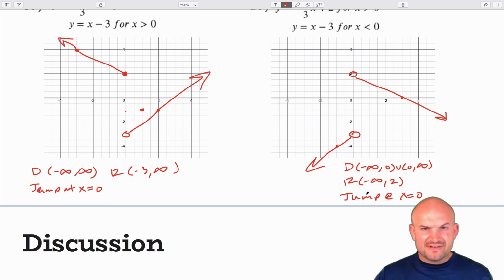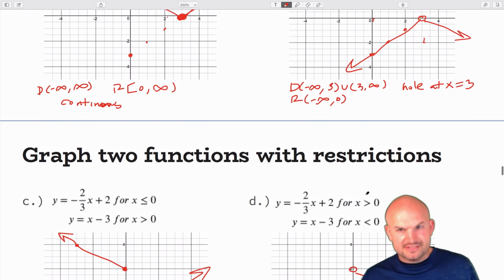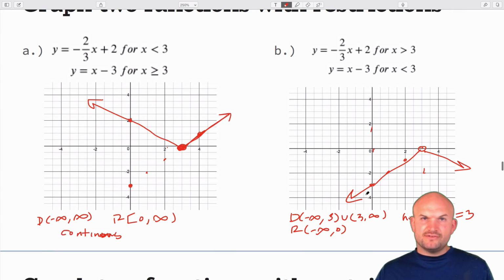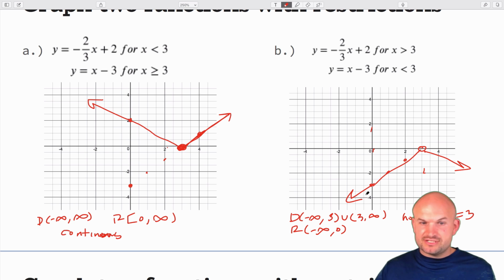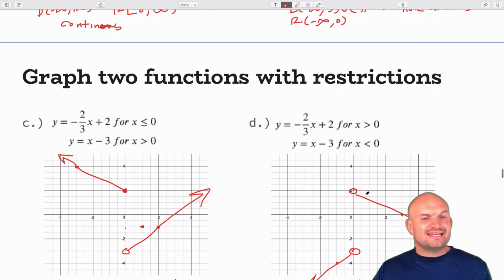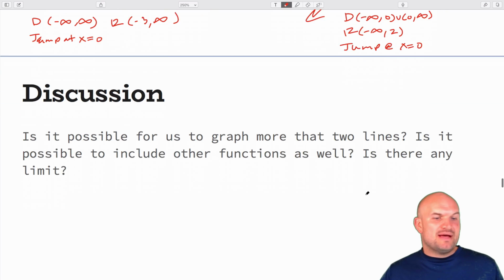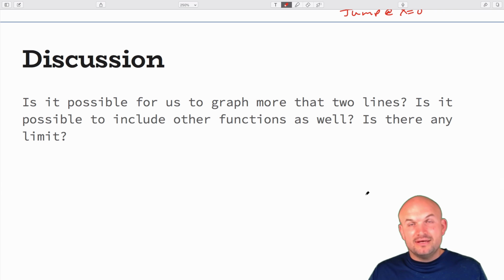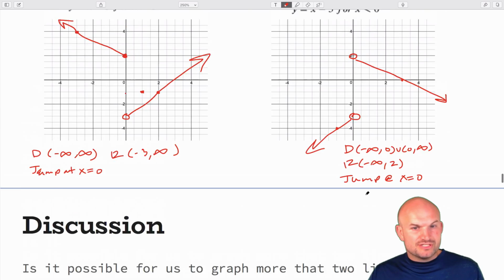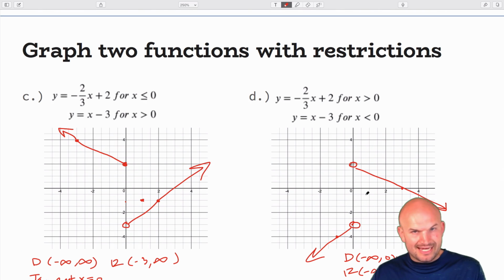All right, so the purpose of looking at these graphs was really to open up the discussion of what happens when we take 2 or more functions with restrictions. Like what are some things that can happen? How does that impact the domain and range? Is it possible for us to graph just 2 lines? Is it possible to graph more of them? More functions? Do we have to just restrict this to lines? Could it be 2 or more functions? What happens when we start doing this?